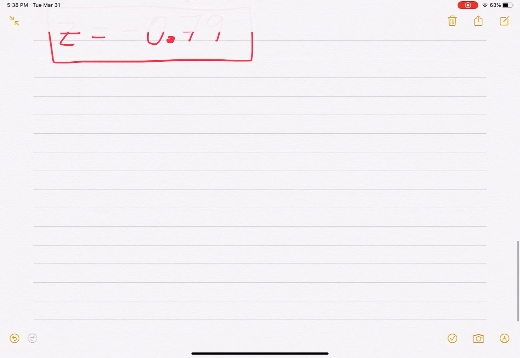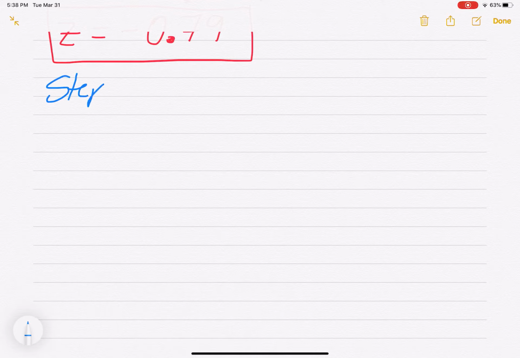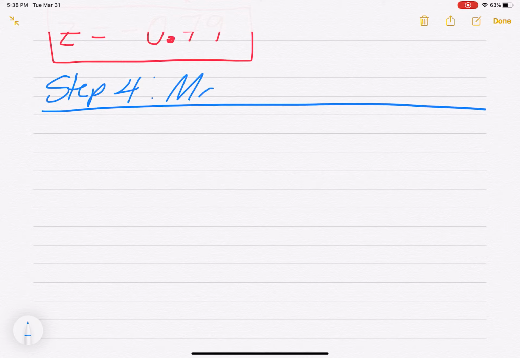So now what we're going to do is step 4. Step 4, I'll do, I guess, in blue. So we're going to make a decision about the null hypothesis, H0.